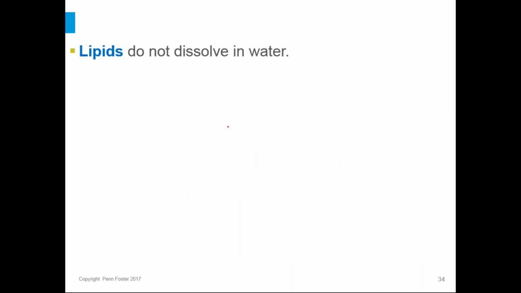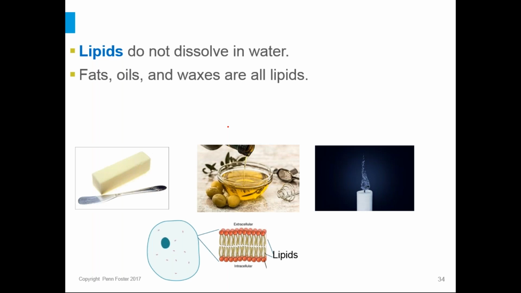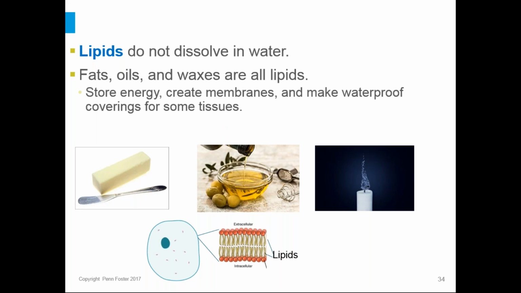The next one is lipids. Lipids are made mainly of carbon and hydrogen, and they do not dissolve in water. It's very important. Fats, oils, and waxes are all lipids, and they're used to store energy, create membranes, and make waterproof coverings for some tissues in the body.